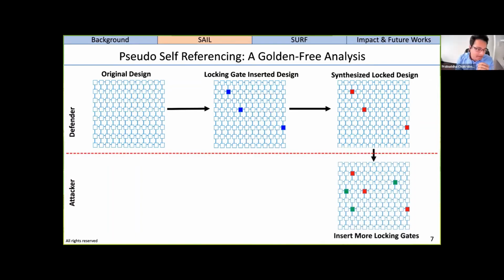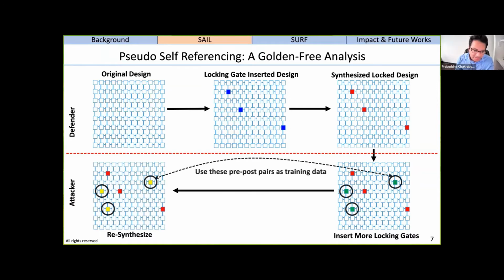What the attacker will do, or rather what we are doing, is we take this locked design and insert more key gates into it. Then we carry out the synthesis on top of that. Now we have these green localities because, from an attacker standpoint, we know where they are because we inserted them, and we know what kind of transformation happened in those localities.